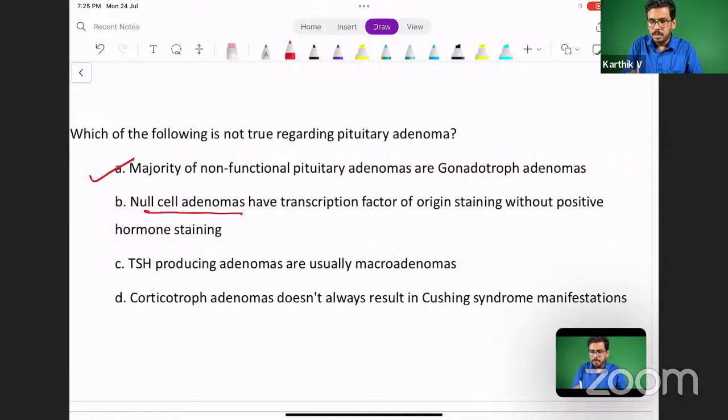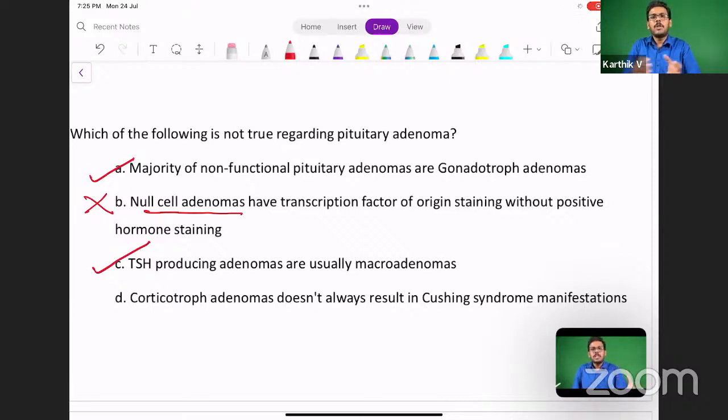But here the statement mentions that null cell adenomas have a transcription factor of origin, which is actually a false statement. So this is the answer for our question. We'll just see the other options also. The TSH producing adenomas are usually macroadenomas. Again, that is a correct statement.